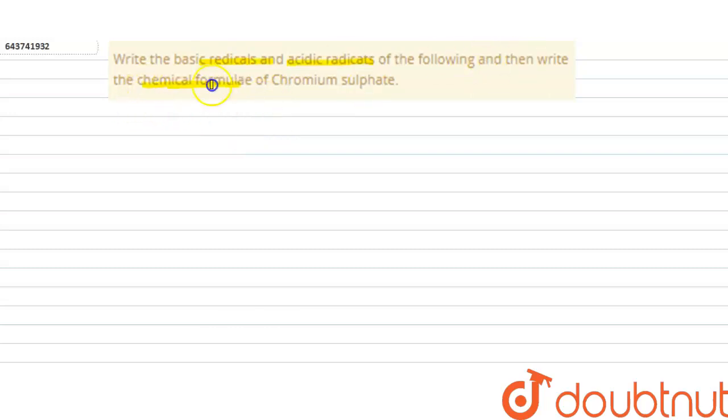Hi students, our question is, write the basic radicals and acidic radicals of the following and then write the chemical formula of chromium sulfate. Okay, so let's find the answer for this.